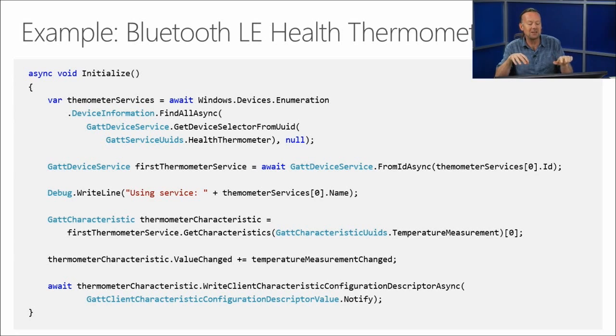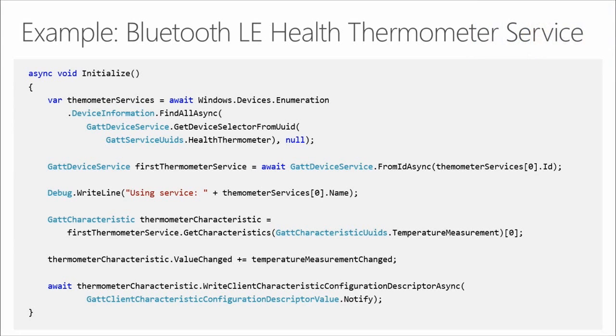So this is what this GattDeviceService.GetDeviceSelectorFromUuid, GattServiceUuids.HealthThermometer is a drop down. It will be given to you. This gives you the special UUID, the ID of a health thermometer service. So that will filter the list and just give you back any health thermometer services that you are paired with.